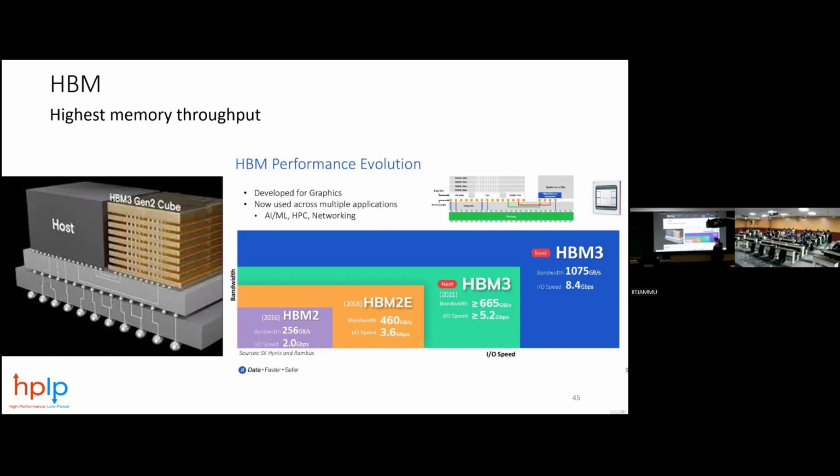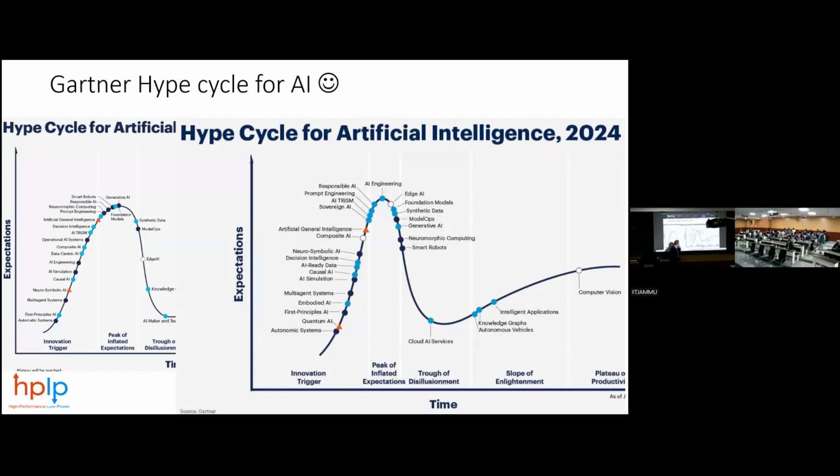And you can see there are some staggering numbers here. Basically, 1,000 gigabytes per second bandwidth and 8.4 gigabits per second I/O speed. And here you see how they are arranged basically next to the accelerator. So it's important to understand the importance of memory.